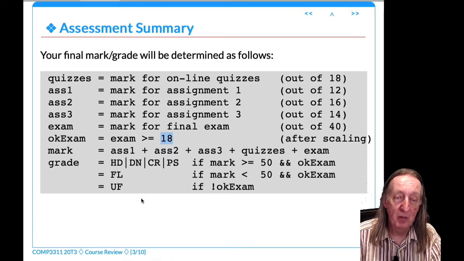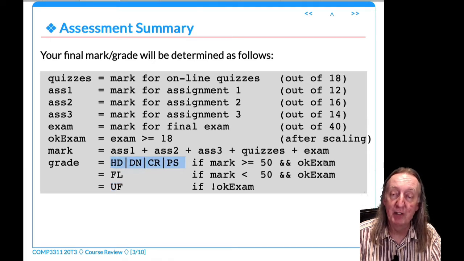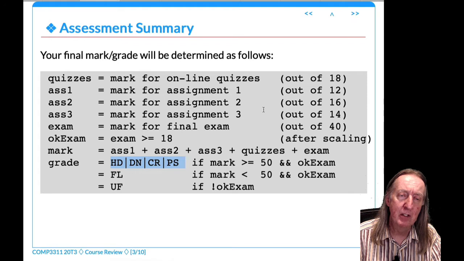If your exam wasn't close enough to a pass, then you end up with a UF grade, which is a fail, regardless of the overall mark. If your mark is less than 50, then you get a fail. And finally, if your mark is greater than or equal to 50 and your exam was okay, then you get one of the regular grades. So hopefully that's clear enough.